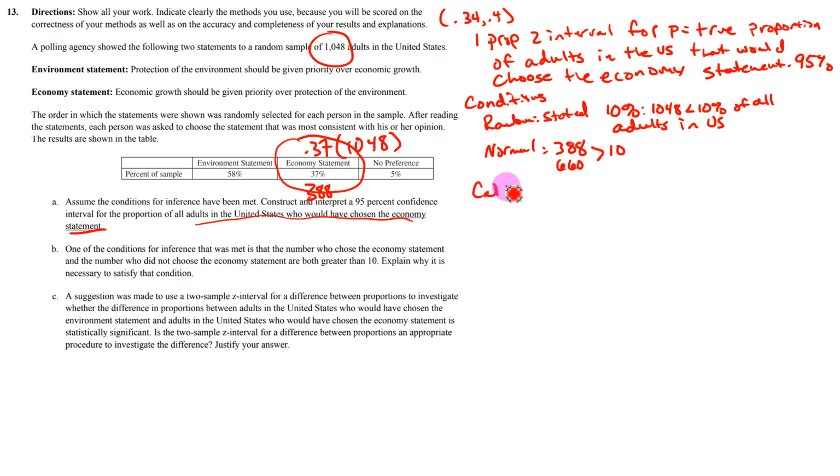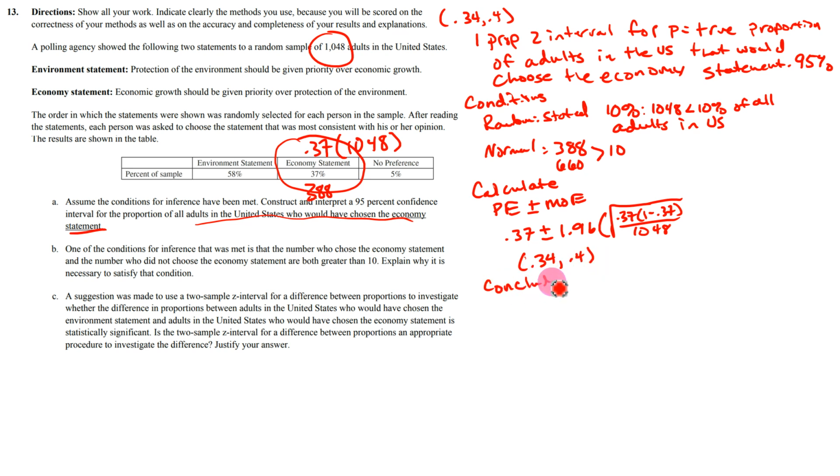So calculate. Point estimate plus or minus margin of error. So the point estimate is 0.37 plus or minus, for 95%, 1.96 times the square root of 0.37 times (1 minus 0.37) over 1048. And that gives us our 0.34 to 0.4.